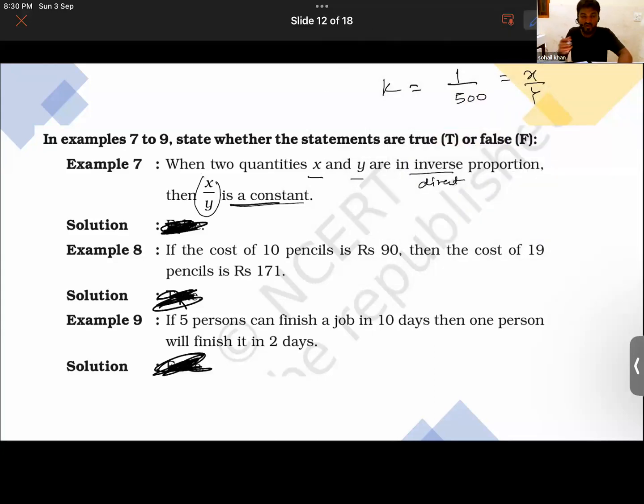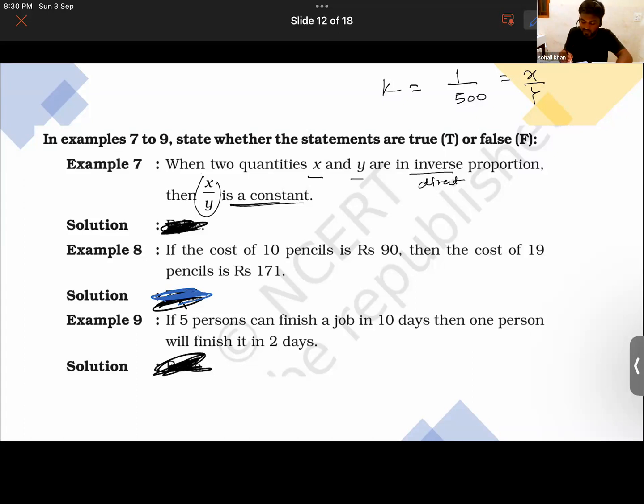Now for the next example, if the cost of 10 pencils is 90 rupees, then the cost of 19 pencils is 171 rupees. Is it true or false? Quickly tell me. That's true.